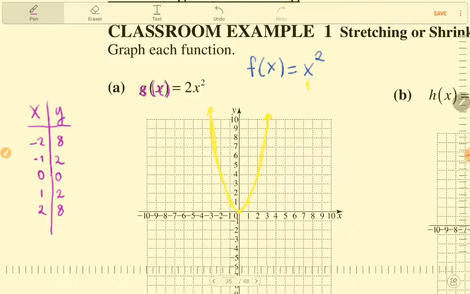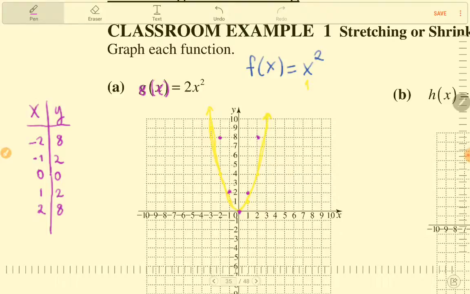Alright, so let's plot those points. So we start out at 0, 0, same vertex. At positive 1, I get to go up, I have a higher point, is what I'm saying. Then I have the same thing on the other side. For 2 and negative 2, same thing.